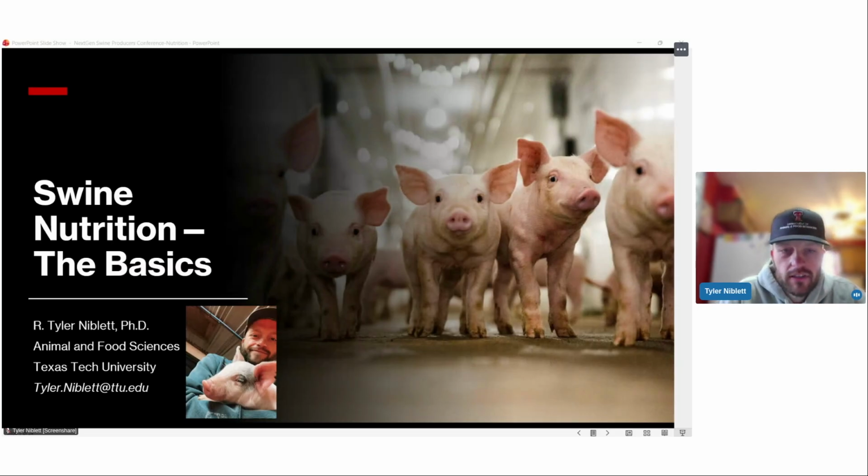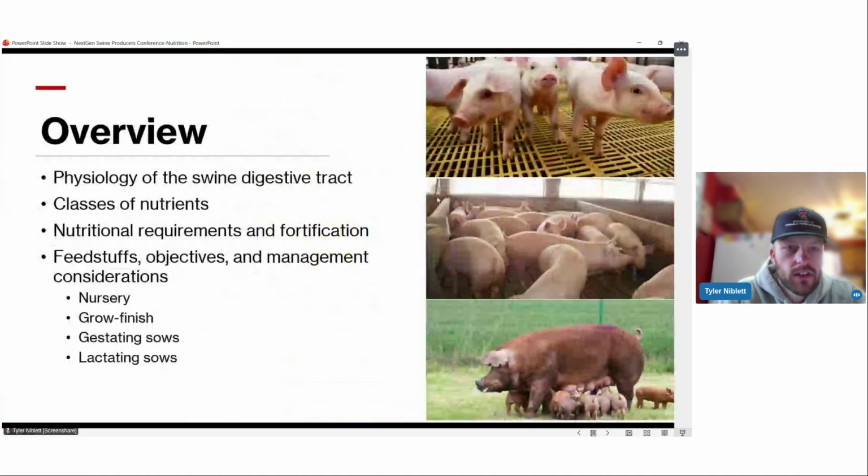So to get started here, I want to just go right over the PowerPoint slide. I'm going to go over a little bit of the background of the physiology of the swine digestive tract, go through some classes of nutrients that are important to swine. I want to show you guys the nutritional requirements and some information on diet fortification, and then go over some feedstuffs, objectives, and management considerations for the different phases of swine production, including the nursery, the growth finish side, gestating sows, and lactating sows.